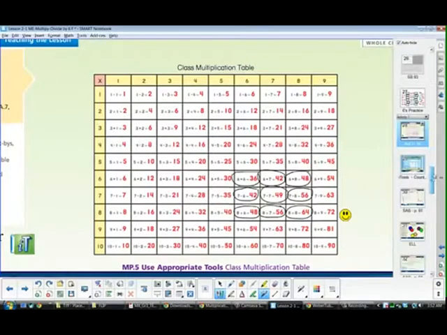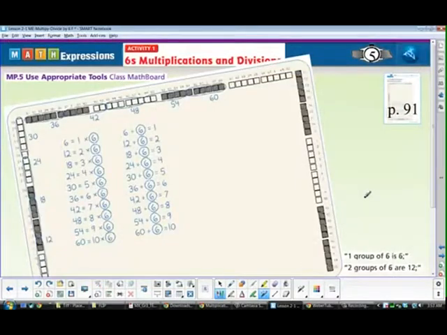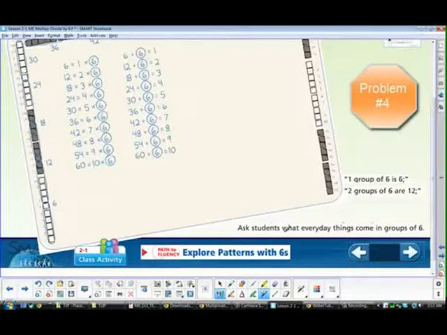Your assignment that you're going to take home with you is this one. What everyday things come in groups of 6? Your assignment tonight will be to find out what everyday things come in groups of 6. And you need to come back with 2 things that you have found that come in 6s. Take a picture of it or bring it in if it's small, or draw a picture of it, of what you have found. You can look in your refrigerator, you can look outside. There are lots of things that come in groups of 6s.